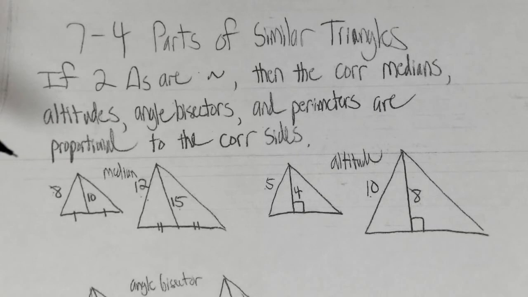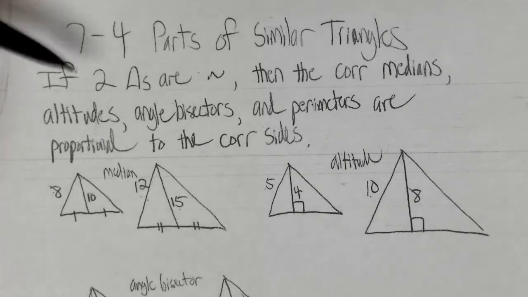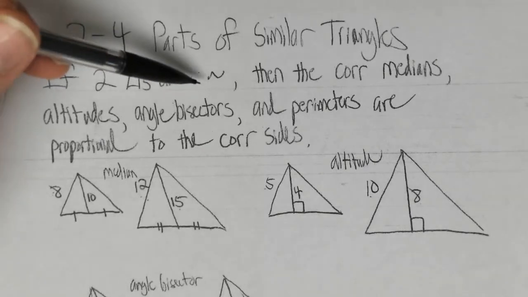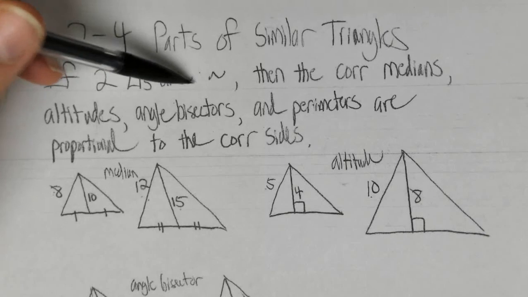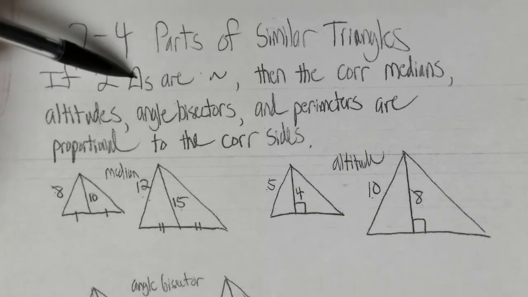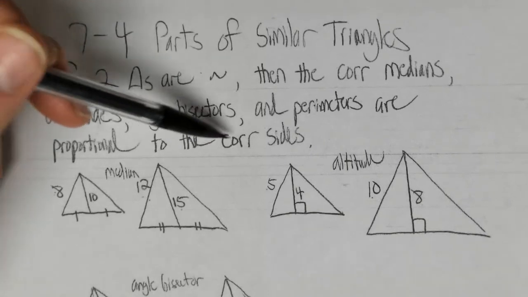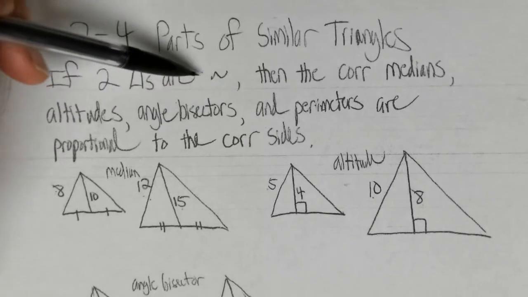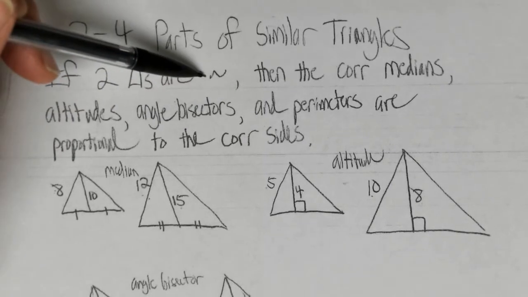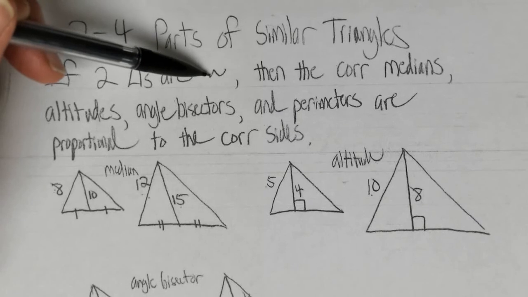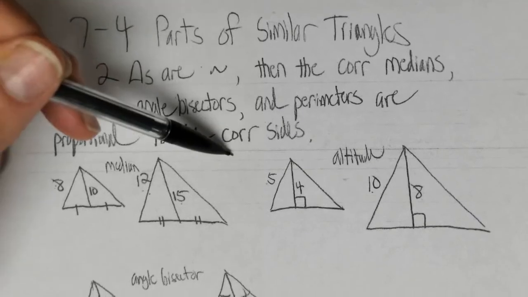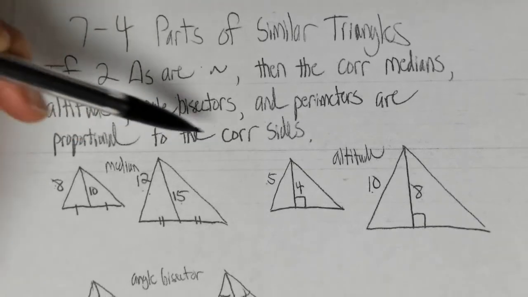Let's stop for just a minute and frame what this theorem is saying. In the previous sections when we learned about similar triangles, we already knew that the corresponding sides were proportional. That's a part of the definition of being similar, right? In order to retain the same shape, the corresponding sides have to be proportional. We already knew that part.